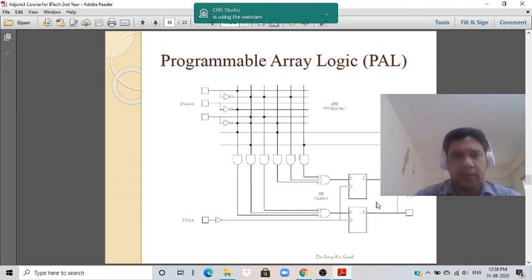On the input side we have inverters as well. Based on the combination we can use either the direct value or the inverted value. These are connected to the AND gates, and the outputs of the AND gates, the product terms, are connected to the OR gates to get the sum value. The major difference between PLA and PAL is that in the case of PAL the OR plane is fixed, the OR terms are fixed.